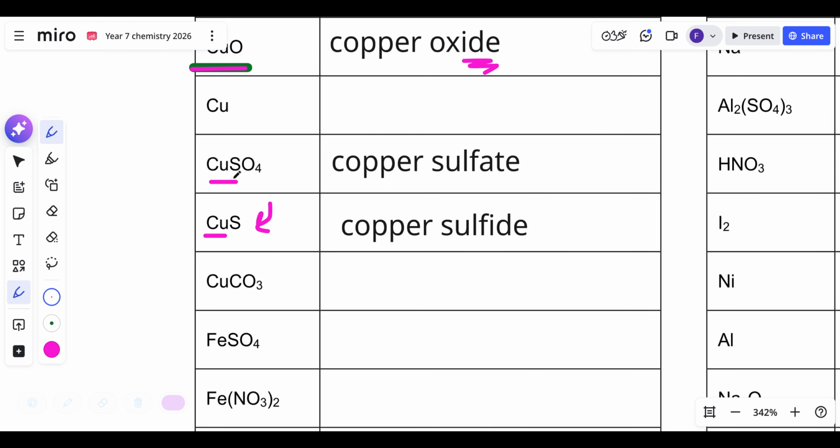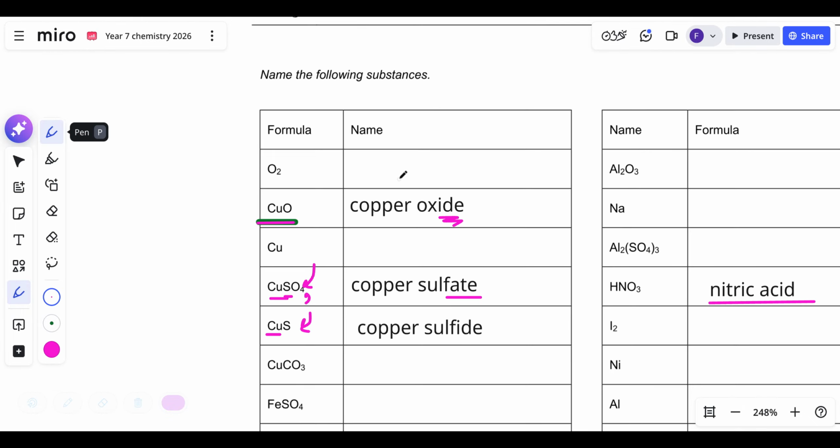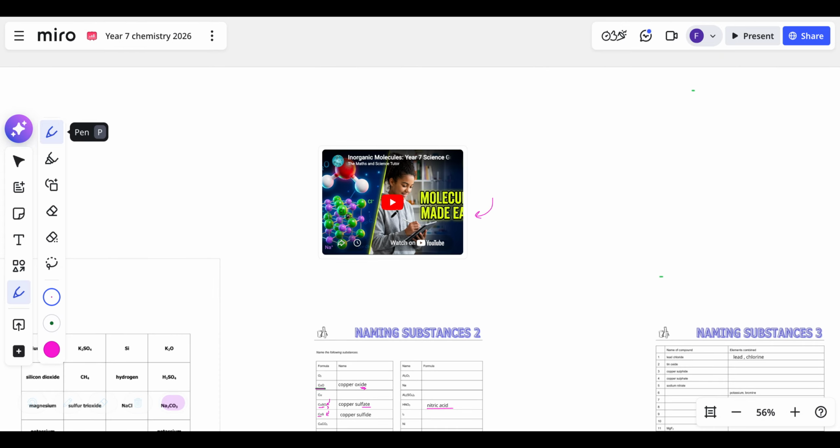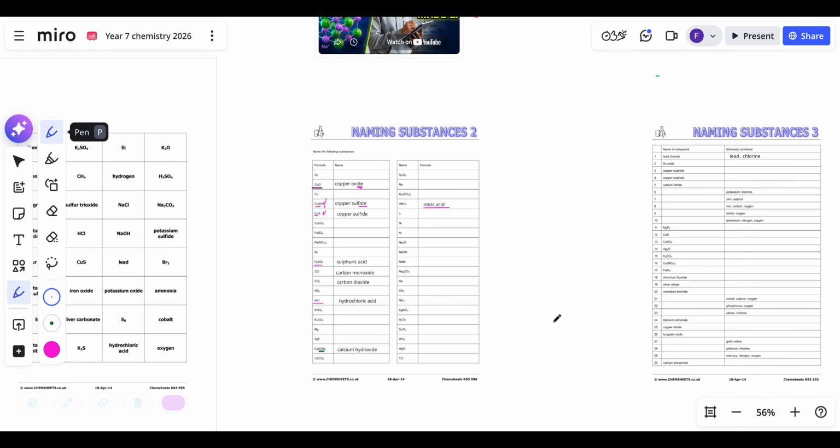If you've got copper, sulfur, and oxygen, it will be copper sulfate, because of the oxygen. Now, I've gone through that rather quickly, but what I've also done is put last session's introduction here. So you can go through it again, watch it again at a slower pace and name these.